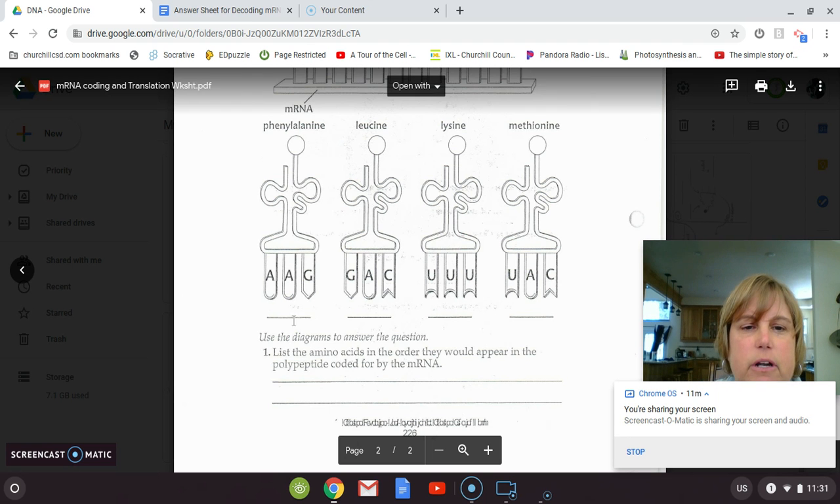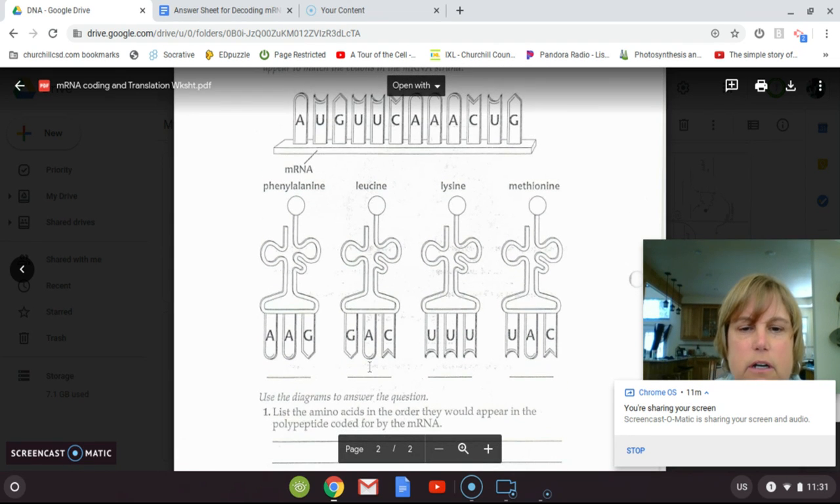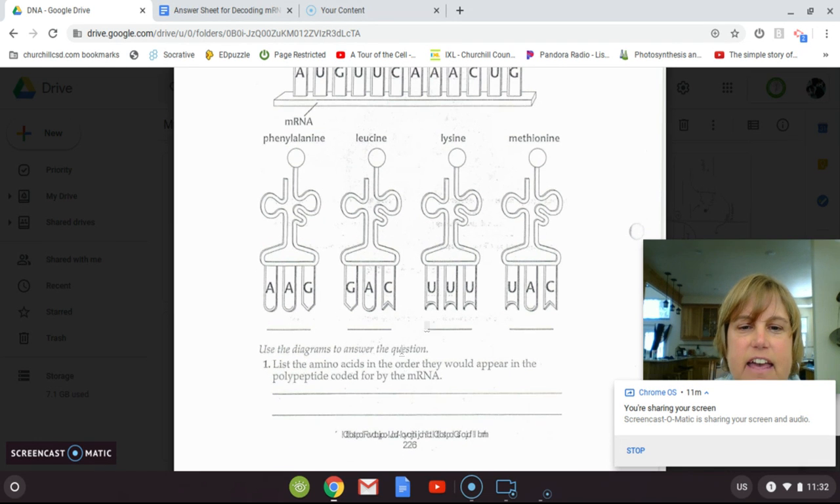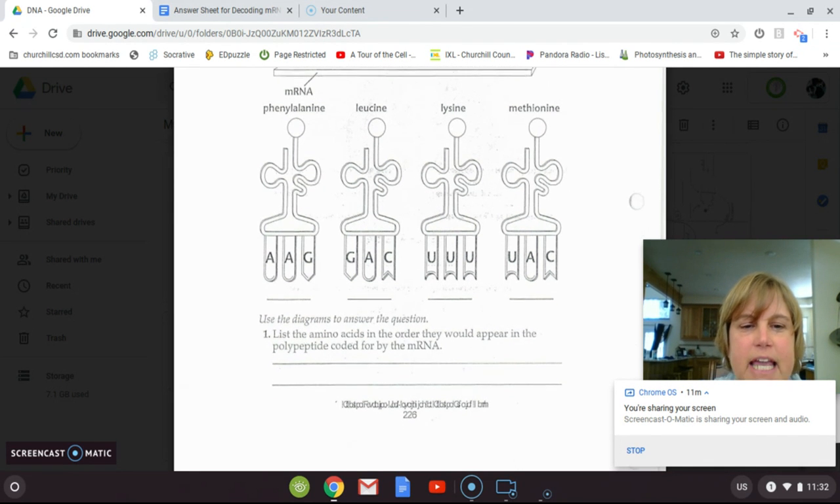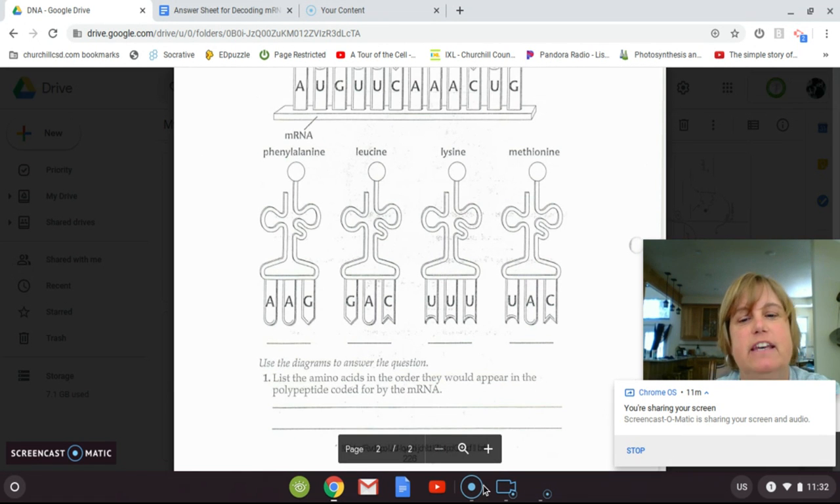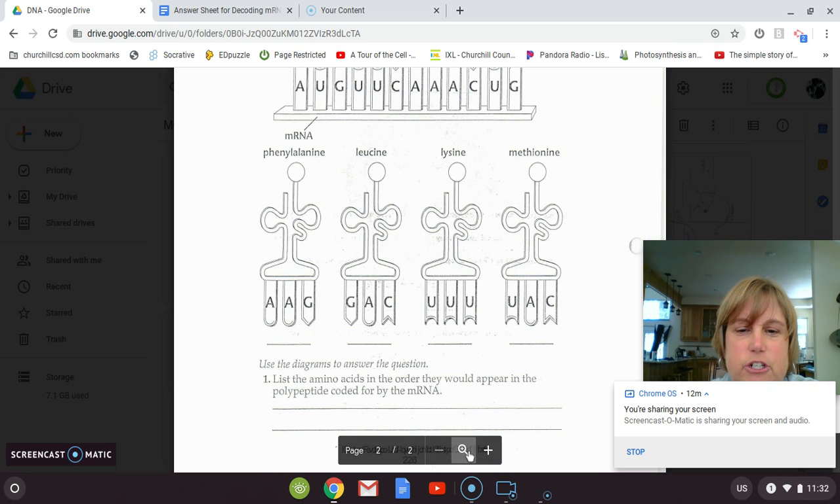So you want the number here that they're going to occur. So we know this one was number 2. We know this one's number 4. And then you'll have to figure out which one of those is going to be number 1, which one's going to be number 3. And then you list the amino acid that they're carrying at the top. You list those in the order they would show up in the protein. And you put those on the answer sheet. And that's how you do these 2 worksheets.